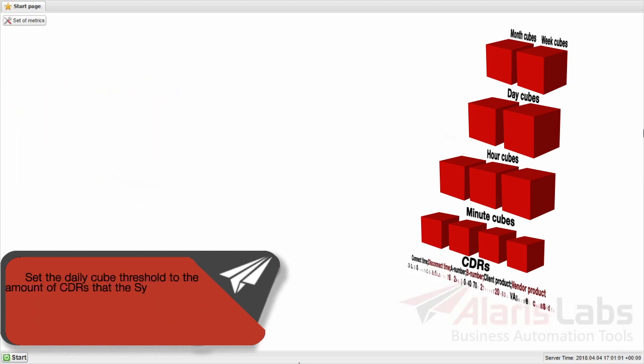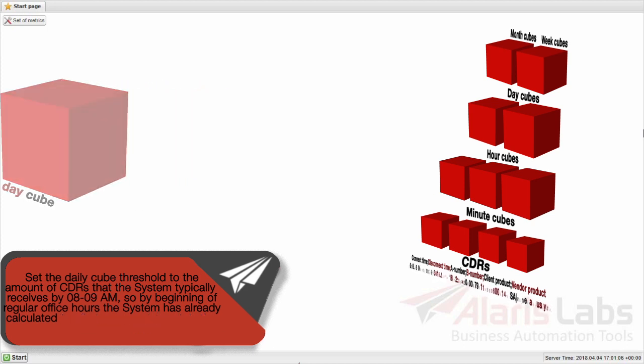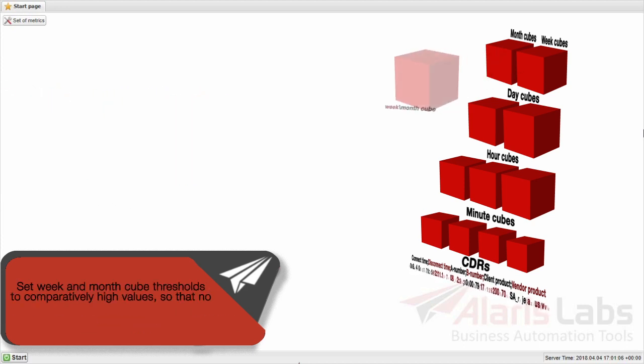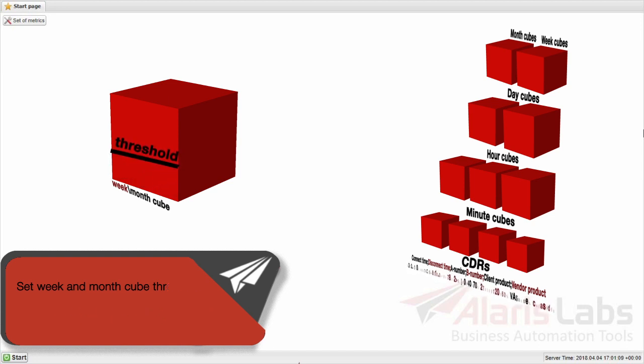Set the daily cube threshold to the amount of CDRs that the system typically receives by 8-9 am. So by the beginning of regular office hours, the system has already calculated the first version of the statistics for the current day. Set weekly and monthly cube thresholds to comparatively high values so no frequent recalculations are made for the current week or month.